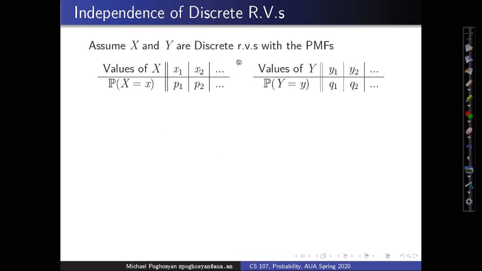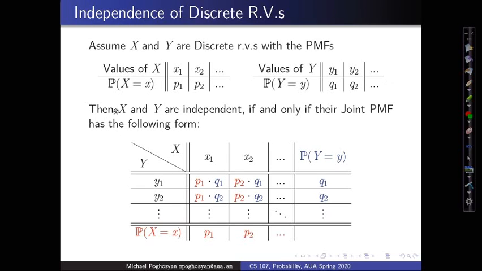Assume x and y are discrete random variables with the following PMFs. So x is taking values x1, x2, etc. with probabilities p1, p2, etc. Y is taking values y1, y2, etc. with probabilities q1, q2, etc. Now x and y will be independent if and only if their joint PMF has the following form. So where is our joint PMF? Our joint PMF part is here. So probabilities are written here.